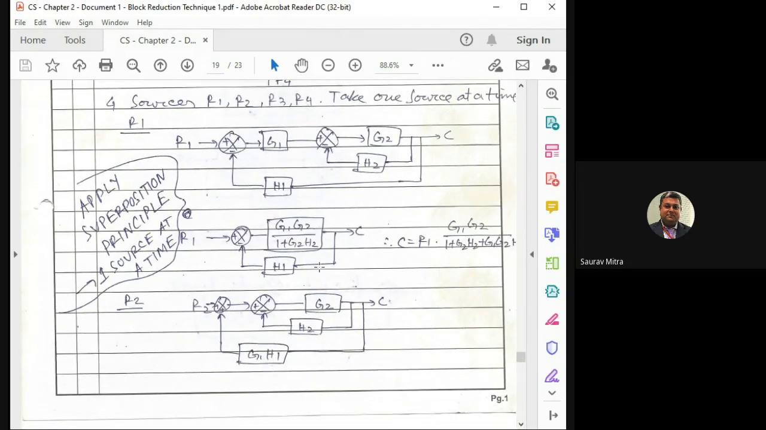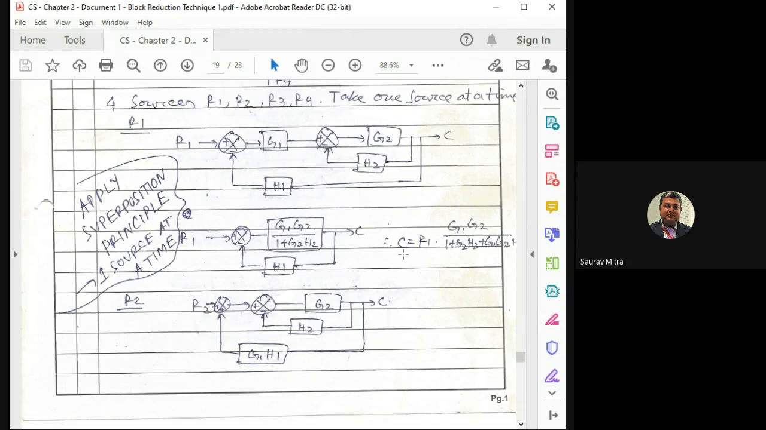Whenever you're doing it, what will it be? So this is G1 G2 divided by 1 plus this. So 1 plus G2H2 plus G1 G2. Here the H1 term should be there. It has gone missing due to scanning. Please find it here. So this will be G1 G2 and H1. So that H1 has gone missing here. Please correct it. So this is the first case. This is the output for source 1.